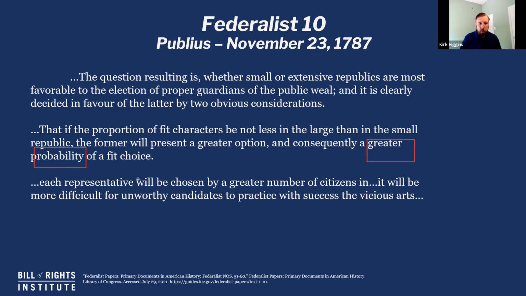And it will be more difficult for unworthy candidates to practice with success the vicious arts, right? So when you've got a bunch of people, it's a lot harder to convince a bunch of people of something that's bad than it is to convince one or two people. So with a bigger republic, we've got better odds that we're going to find somebody that's good, and we've got more people represented, meaning that more people can hold these elected officials accountable and keep them from practicing these vicious arts, right? These are going to be arts of deception, or they're going to be trying to pull the wool over people's eyes. So the idea is, look, we get a bunch of people, they vote for these representatives. The more people that are voting, the better the odds that we're going to hold them accountable, and the better it's going to be.